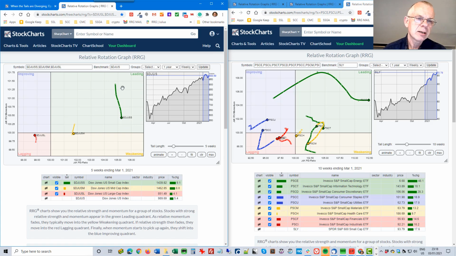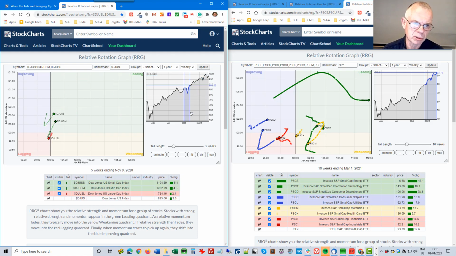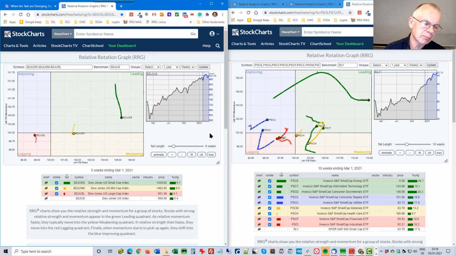So here's the chart of large cap, small cap, and mid cap. And you see the rotation around the Dow Jones US index. So the first thing that we need to establish, the first observation, is that small caps are strongly outperforming large caps over the last quite some time. So you can see here the rankings. So small caps 9% and large cap 4%. So it's almost double in the last 5 weeks, even despite the falling tail.